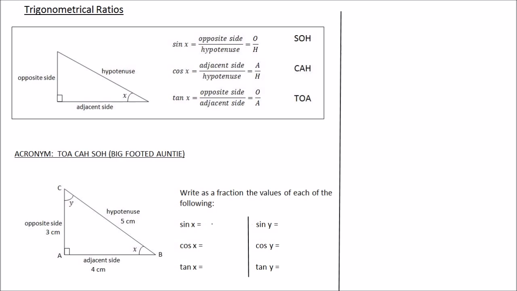Now we have to write down as a fraction the value of sine x. Sine x will be opposite over the hypotenuse as shown in the acronym here. So, SOH, opposite over hypotenuse. So, we have 3 over 5 because the opposite side is 3 and the hypotenuse is 5.